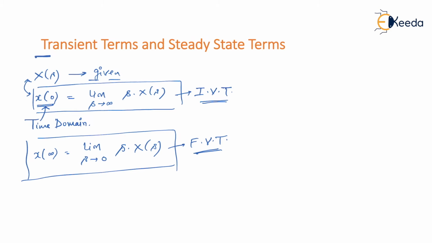Let us understand these terms, that is transient terms and steady state terms. What does that mean? Now, in a given function of s, we have to identify what are the transient terms or what are the steady state terms. In reality, we cannot find that. You have to first of all take the inverse Laplace. It means only in time domain we can identify transient terms and steady state terms. Am I right? So let me talk about the transient term first.